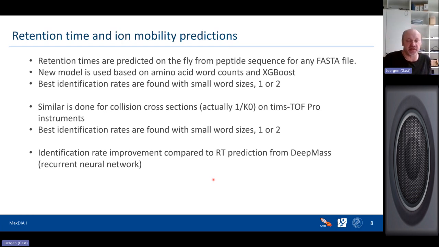And what we also do is we have new prediction models for the retention time prediction, and if it applies for the timsTOF Pro, also for the mobility. There we also now use XGBoost-based models as opposed to the recurrent neural networks that we used before. And this actually improved the identification rates when we switched from the recurrent neural networks for the retention time prediction to the XGBoost-based model. Right.